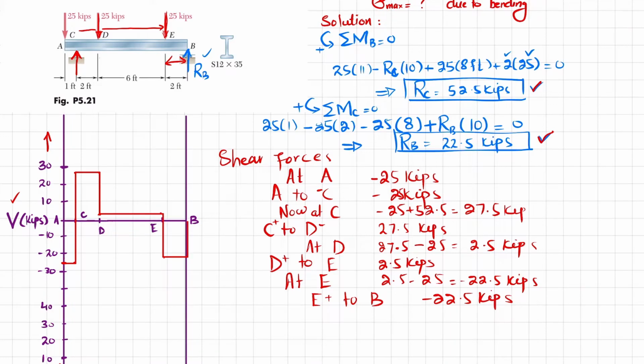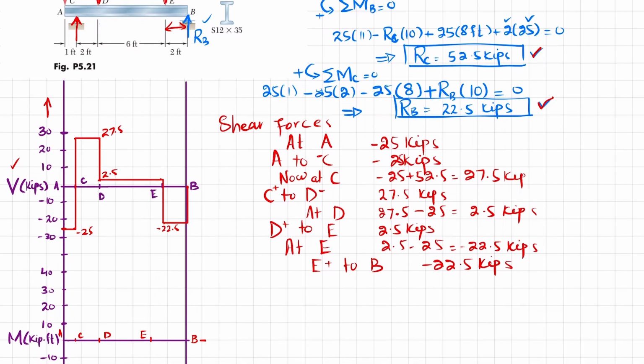So this is your shear force diagram. I will point out these values. At this point we have minus 25 kips, this is 27.5, this point is 2.5, this is minus 22.5, and this is 0. So this was your shear force.